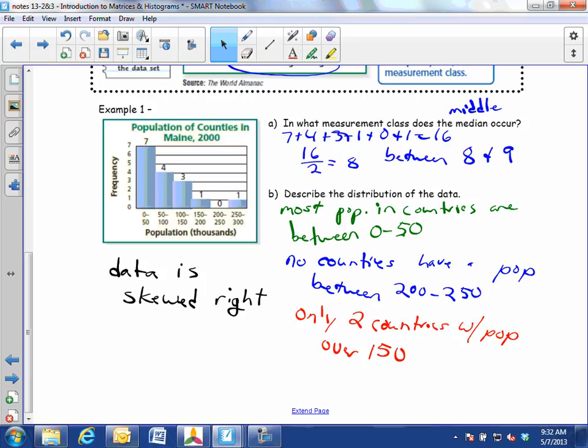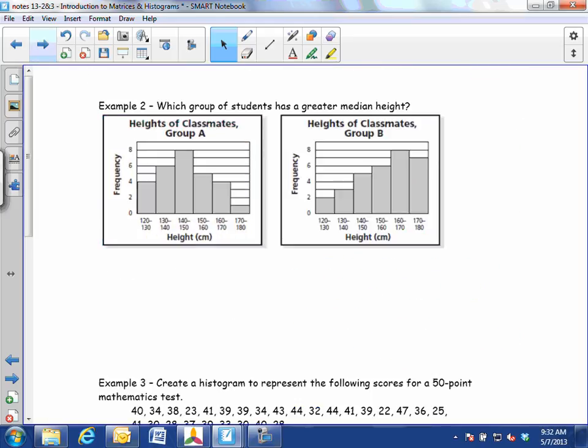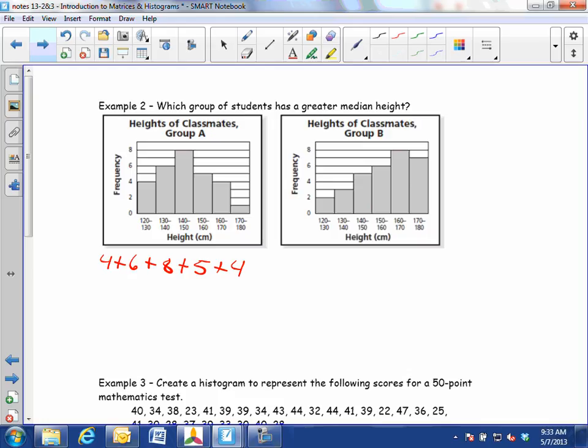All right, any questions so far? No. All right. Next thing says, which group of students has the greatest mean height? The ones in group A or the ones in group B? So again, how are we going to find the median? We did that on the other one. Add them all together. So how many numbers are in this first group? 4, 4, and then 6, and 8, and then 5, and 4, and then 1. So all that together gets us 27, 28.